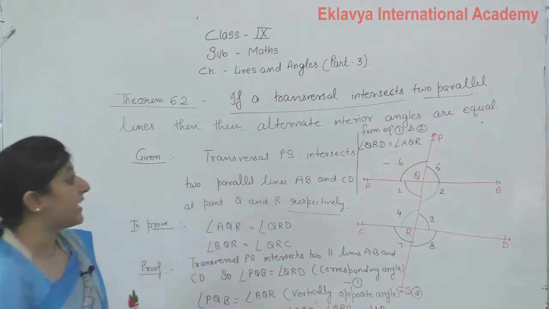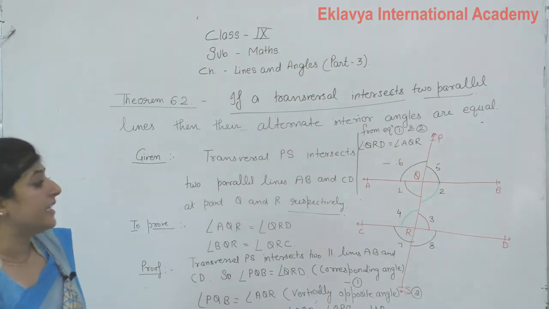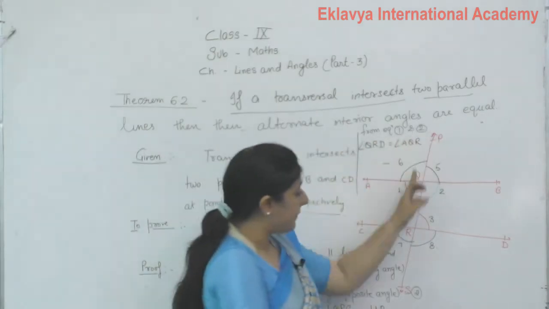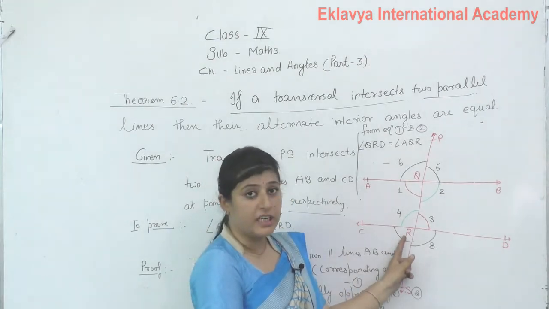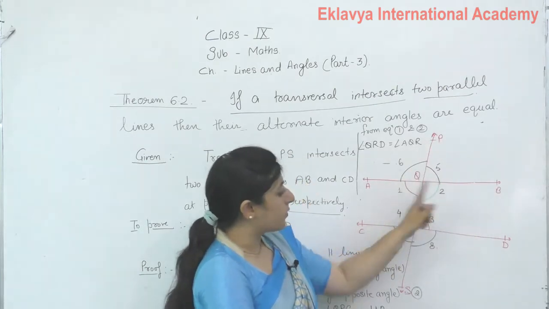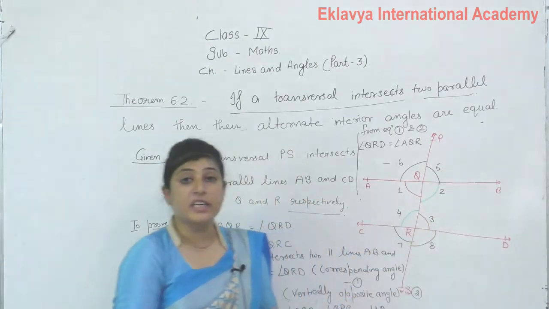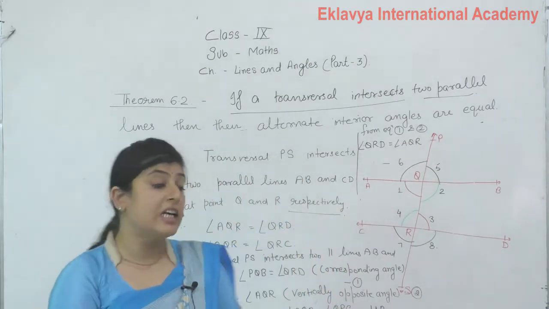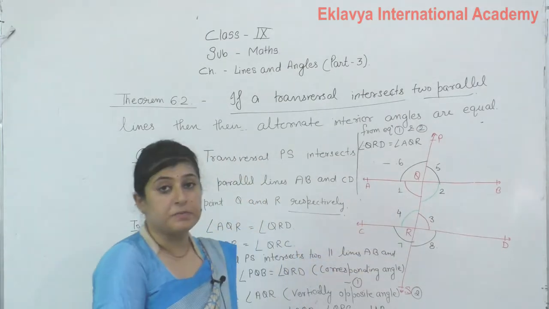So we can say when a transversal intersects two parallel lines, then their alternate interior angles are equal. What is given to you? Transversal PS intersects two parallel lines AB and CD at points Q and R respectively. Then PQB is equal to QRD: 5 is equal to 3, reason corresponding angles. 5 is equal to 1, reason vertical opposite angles. So from the first and second equations, angle 1 is equal to angle 3.